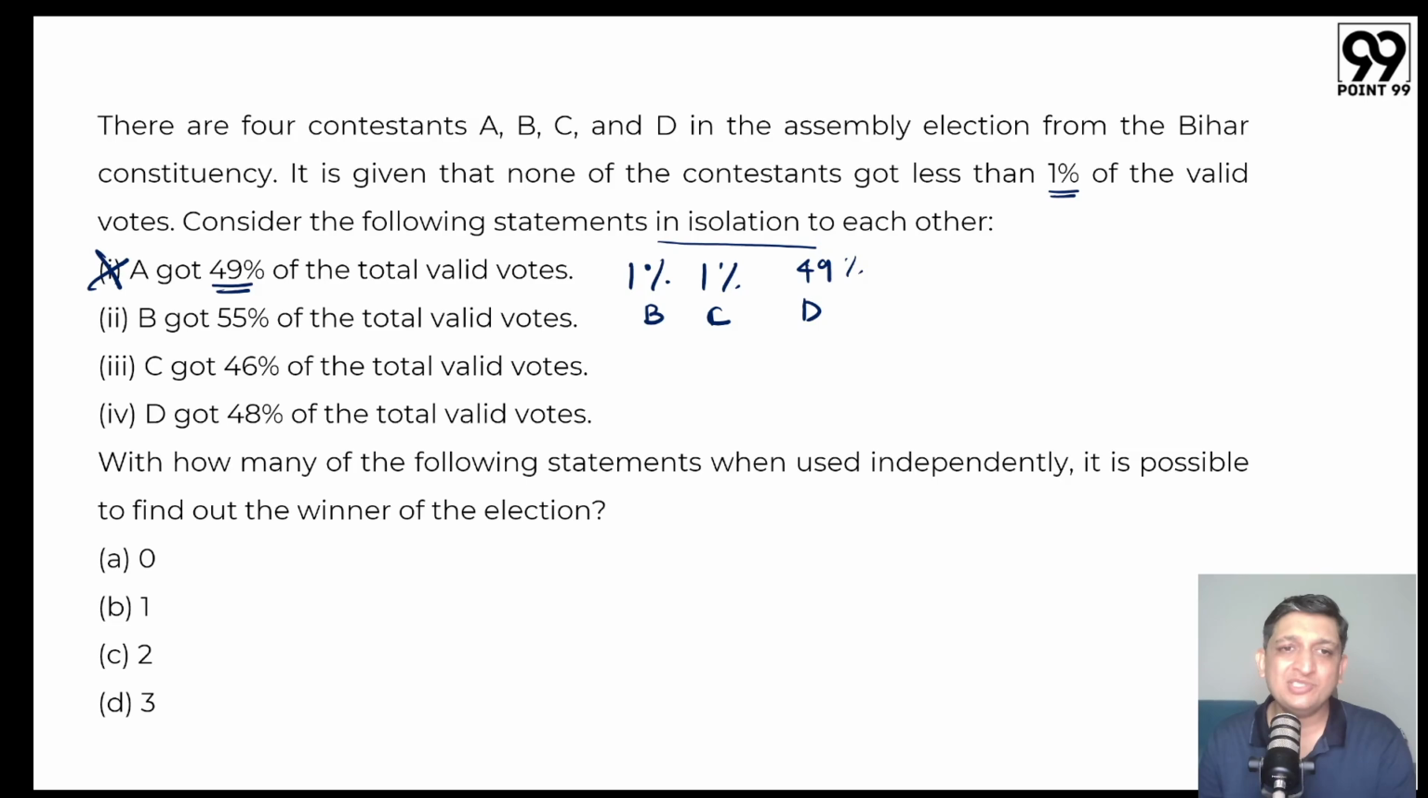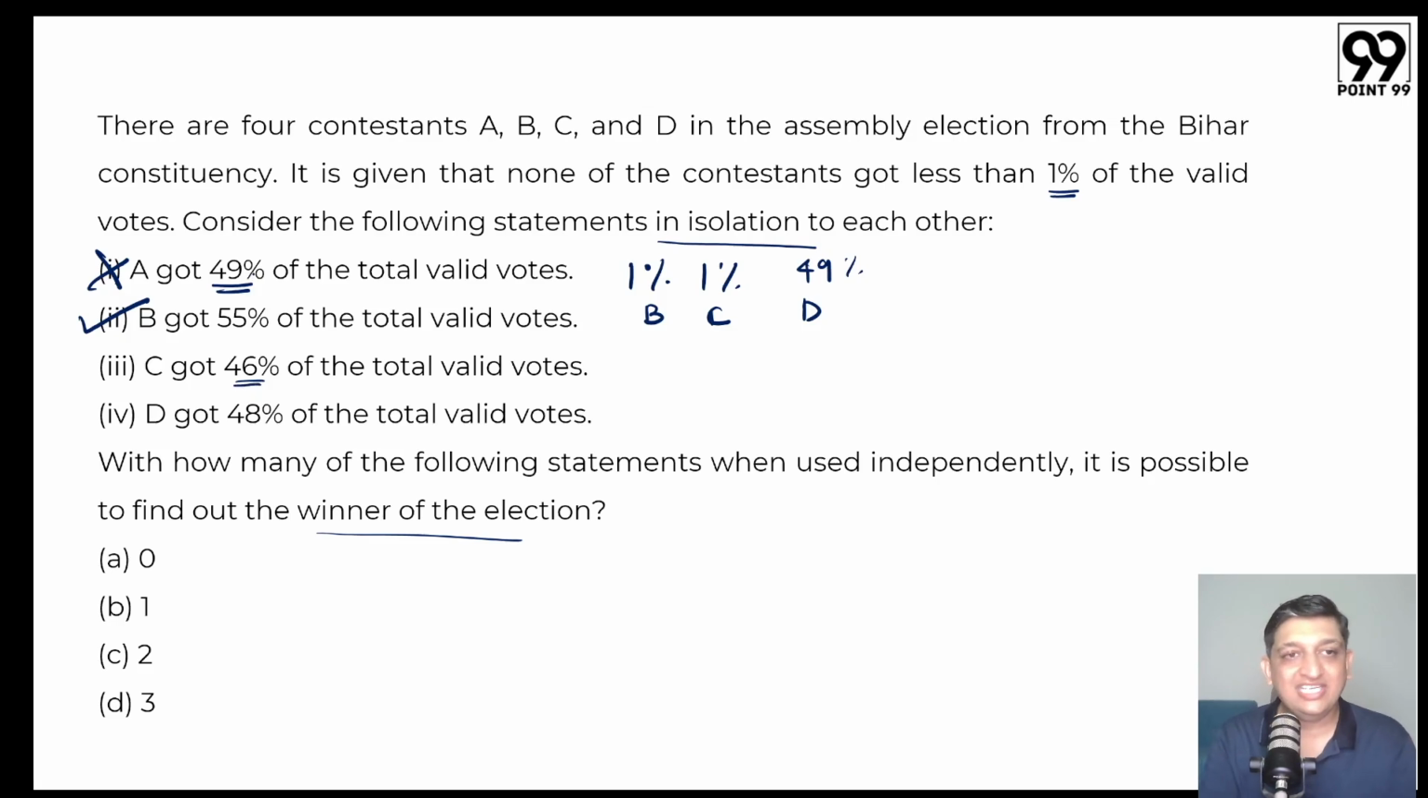B got 55% of the total valid votes. Whatever else happens, it doesn't matter, because the second best person at best, even if everybody else gets a 0, can get only 45% votes. So statement 2 will definitely be able to tell us who is going to be the winner of this particular election. C got 46% of the total valid votes.